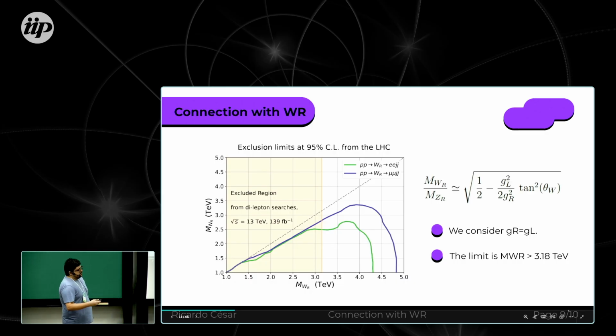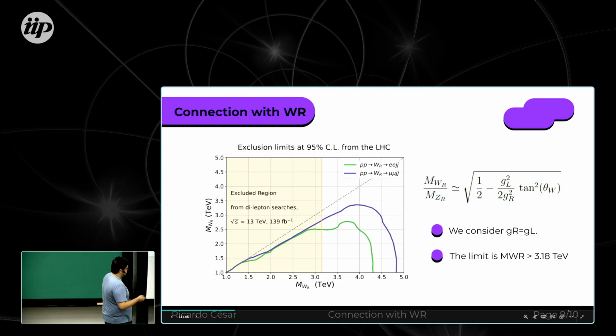And we use the limits that we found earlier to impose this new limit here, which is this region of the parameter space. It is important to notice that in this case, we consider GR equals to GL. That's because those limits, pp going to WR and going to dileptons, were found using this scenario, okay? And it's important to notice that those limits normally impose limits in the region of the parameter space where the mass of this WR is greater than the mass of the right-handed neutrino.